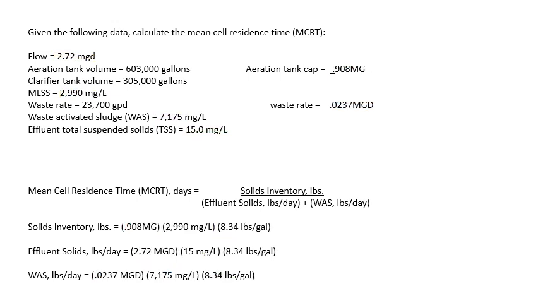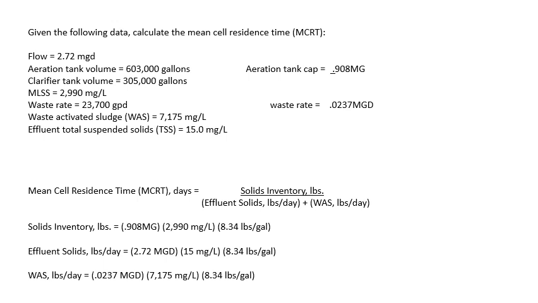Solids inventory pounds: aeration tank capacity of 0.908 million gallons times the MLSS of 2,990 milligrams per liter times 8.34 pounds per gallon. The effluent solids pounds per day: the plant flow of 2.72 million gallons a day times the effluent TSS of 15 milligrams per liter times 8.34 pounds per gallon. And the WAS pounds per day is the waste sludge flow of 0.0237 million gallons a day times the waste concentration of 7,175 milligrams per liter times 8.34 pounds. So we've got our numbers plugged into our formulas.